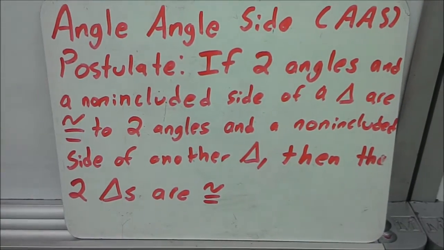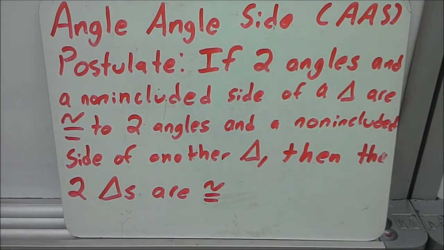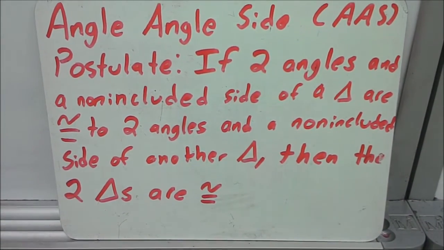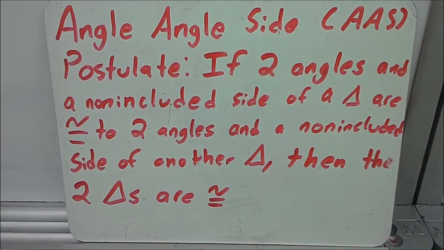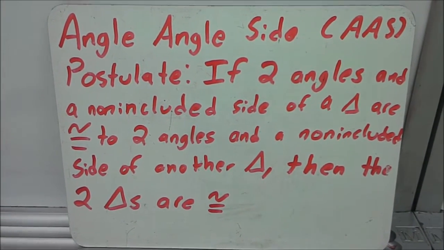And lastly, the angle, angle, side postulate. If two angles and the non-included side of a triangle are congruent to two angles and the non-included side of another triangle, then the two triangles are congruent.